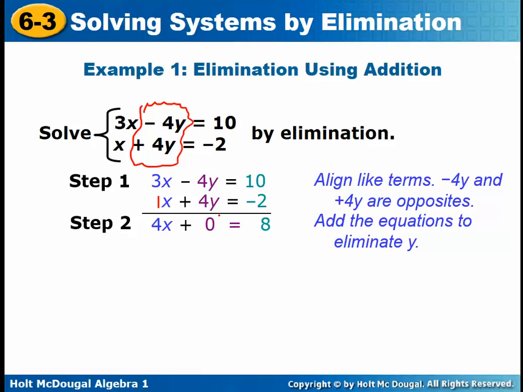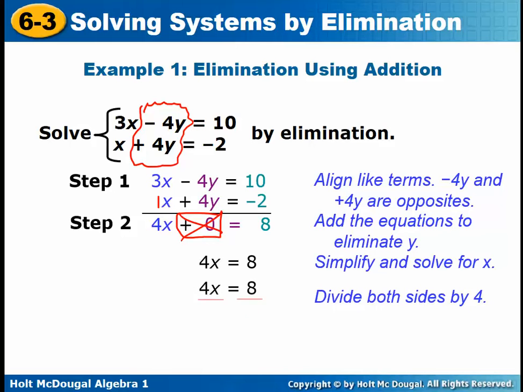You don't have to write the 0. You can just write 4x. And 10 plus negative 2 is 8. So we end up with 4x equals 8. That's going to be very easy to solve for x. Just divide both sides by 4. You get x equals 2. Using elimination, you usually find the value of the first variable really fast, pretty simple. So x is equal to 2.